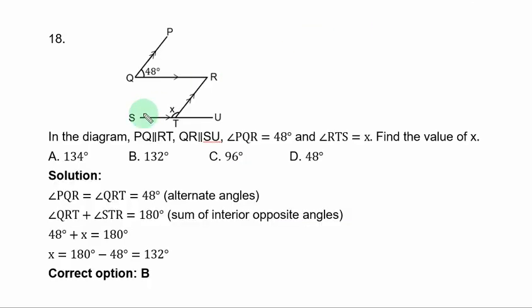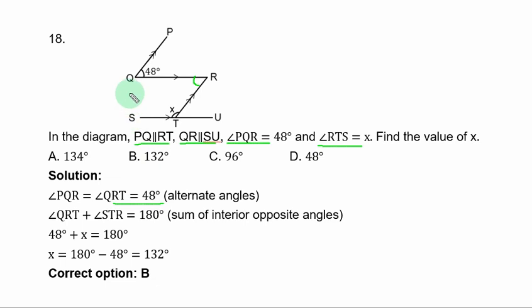Question 18. In the diagram, PQ is parallel to RT, QR is parallel to SU, angle PQR is equal to 48 degrees, and angle RTS is equal to S. Find the value of S. We need this angle, and this angle is equal to 48 degrees, alternate angles.